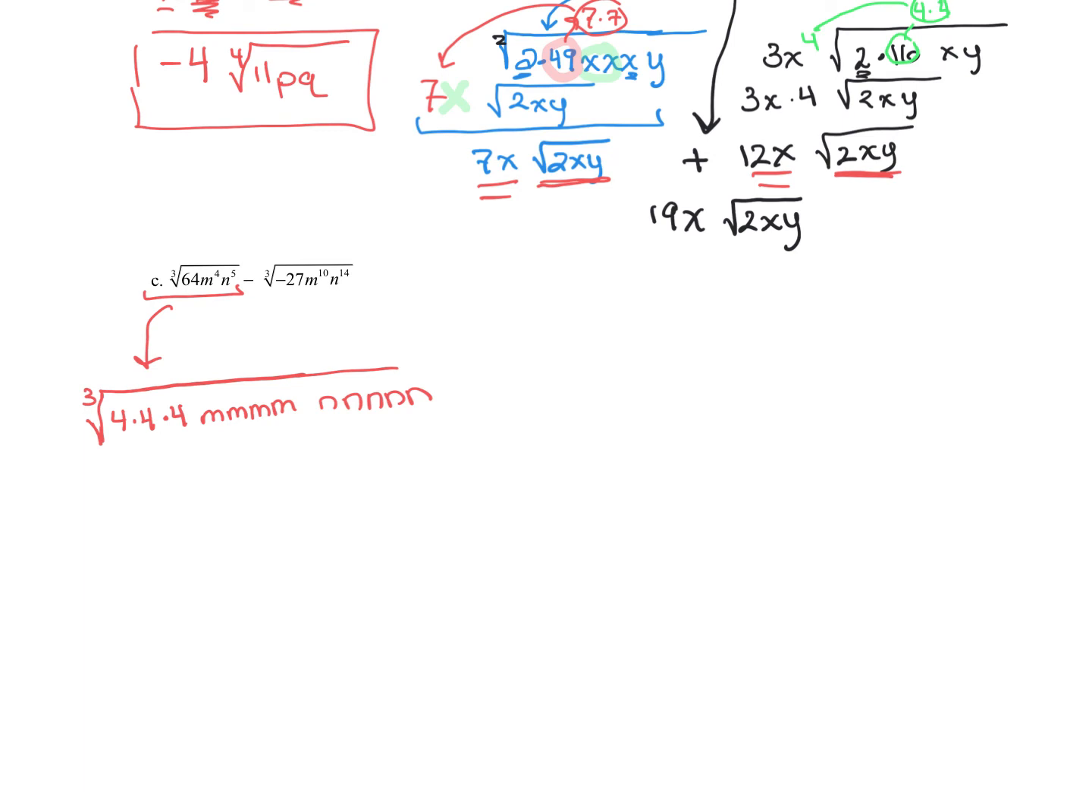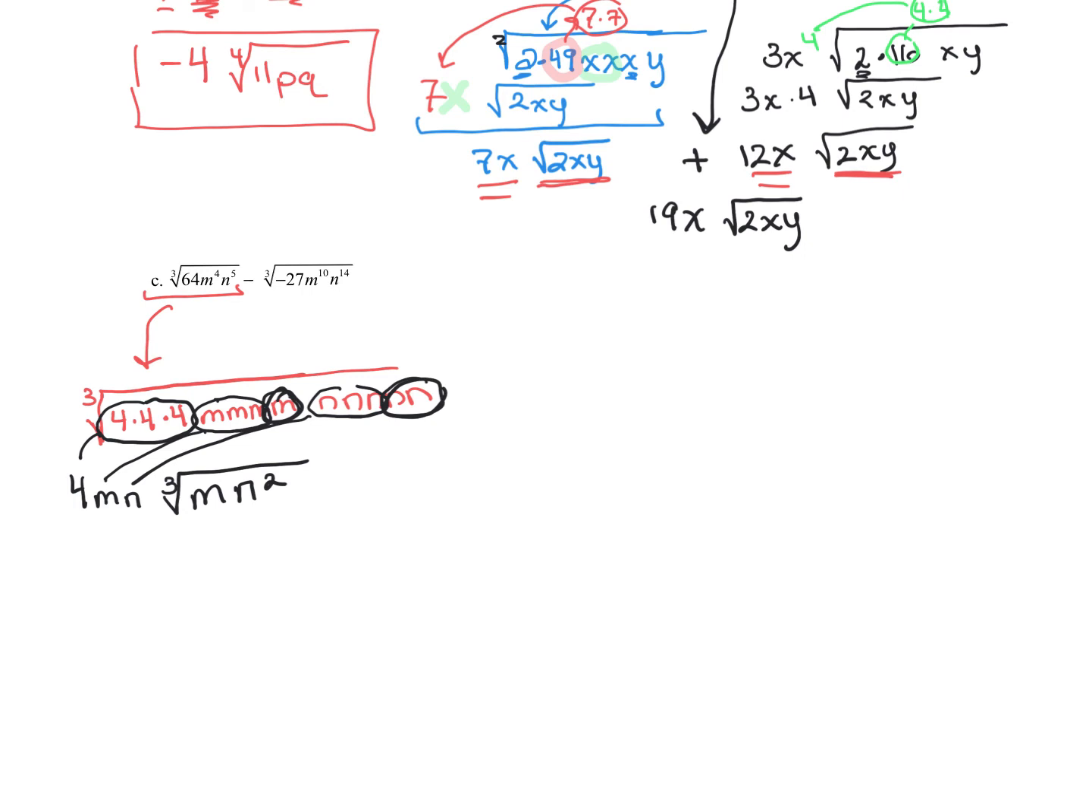I have to make a group of 3. So there's one group of 4s, so 1 4 pops out. There's one group of 3 m's, so 1 m gets to pop out. There's one group of 3 n's, so an n gets to pop out. And then we're left with the cubed root of, in here I have this m right here, and I have 2 n's over here, and n times n we call n squared. This piece I'm going to take over here. The equation had a minus in the middle, so minus.